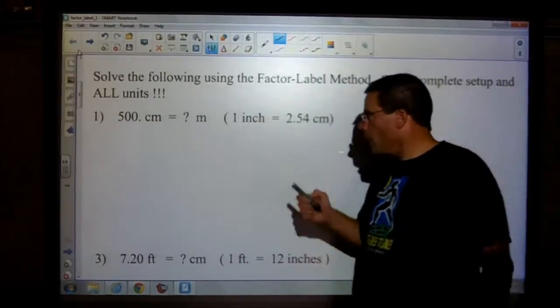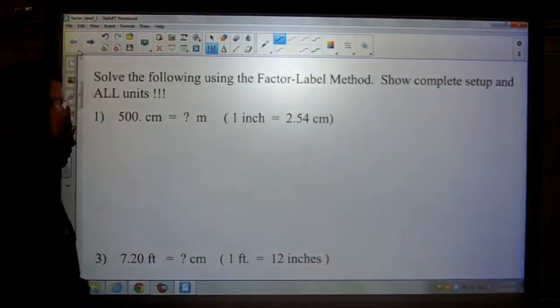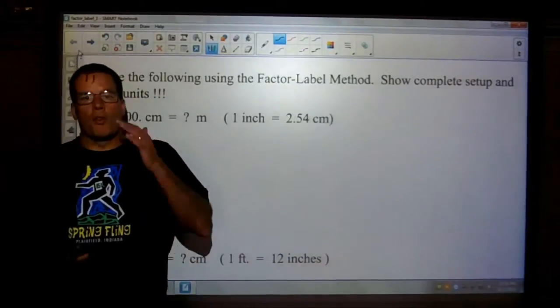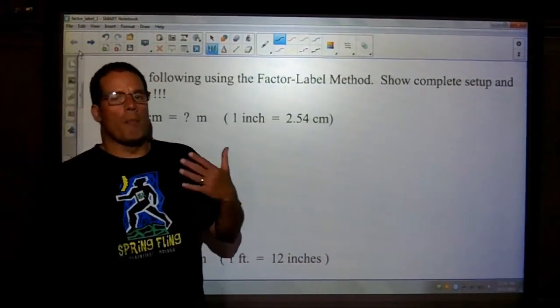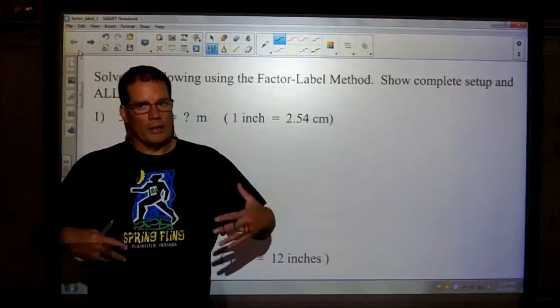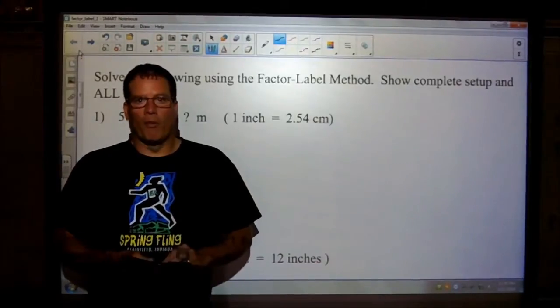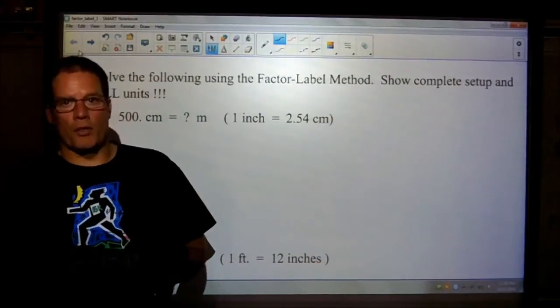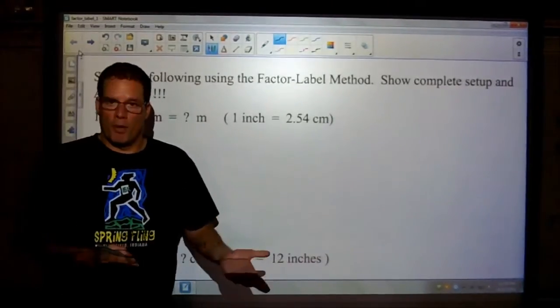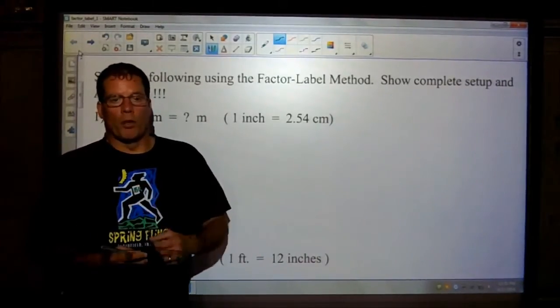First thing, this first question is a metric to metric conversion. So we want to make sure that we actually know all of our metric prefixes, at least the ones that I teach you. Some of you, if you have different teachers or instructors, may be asked to learn other prefixes, but these are the ones that I have my students learn.